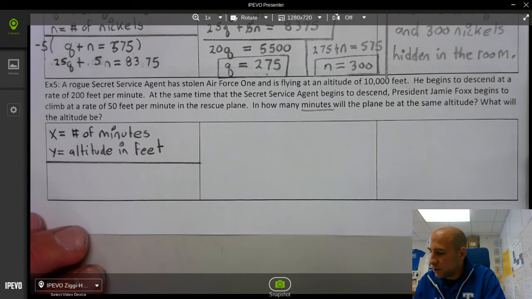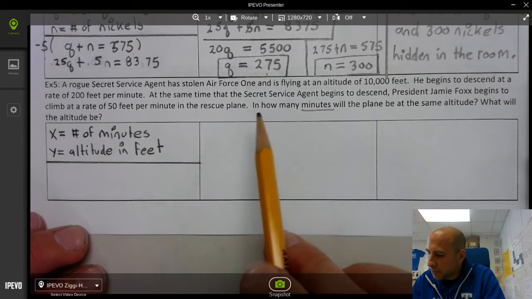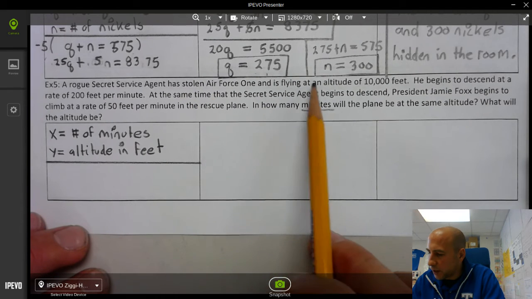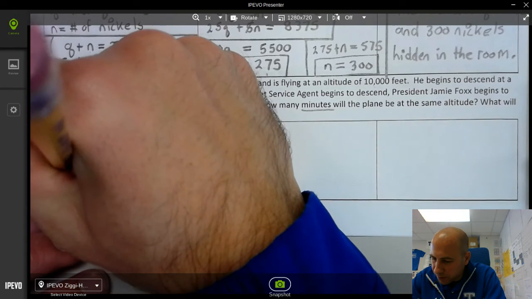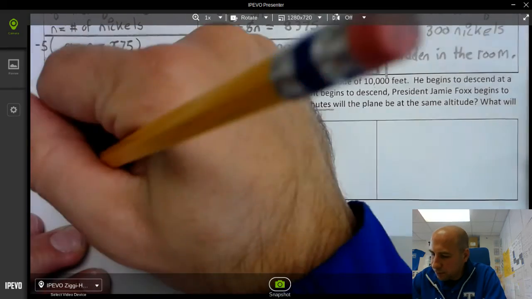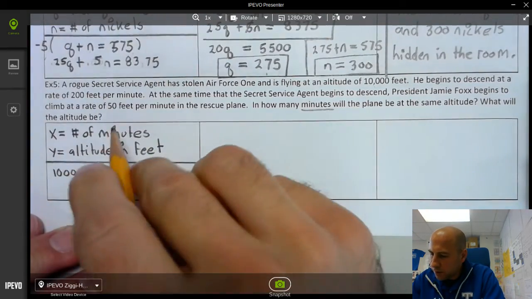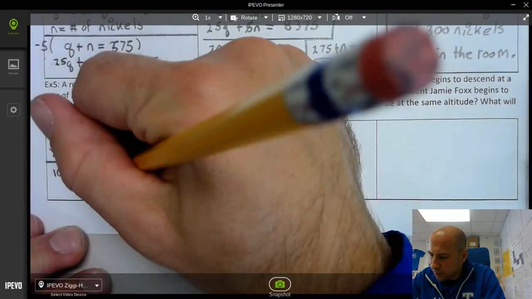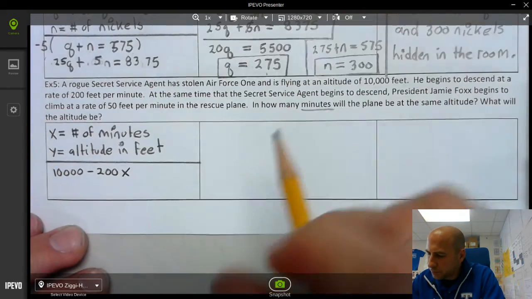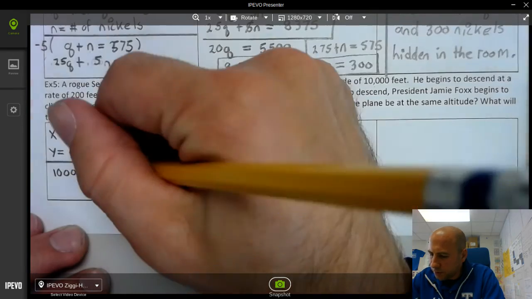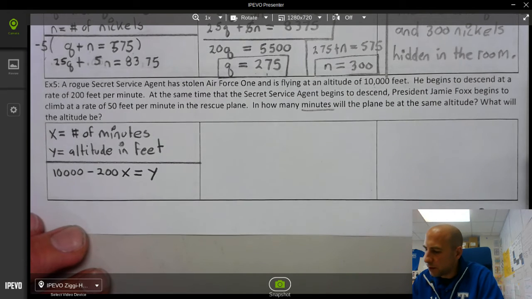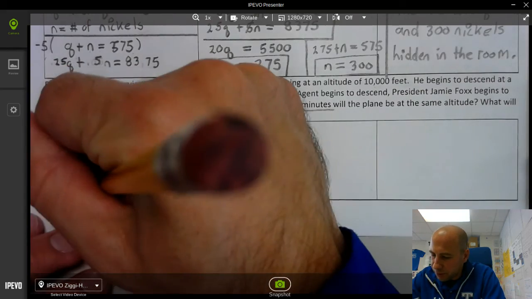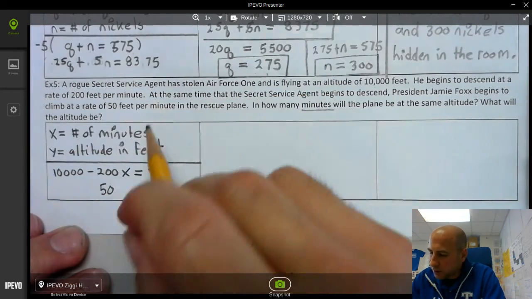The first one's amazing. All right, so let's look at the equation. A rogue Secret Service agent has stolen Air Force One and is flying at an altitude of 10,000 feet. He begins to descend at a rate, so we're at 10,000 feet. Descending, that means minus 200 feet per minute, so that's 200x, and that's going to be your altitude. Okay? At the same time, President Jamie Foxx begins to climb at a rate. So President Jamie Foxx is ascending.